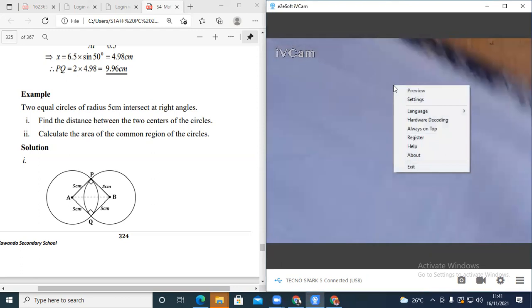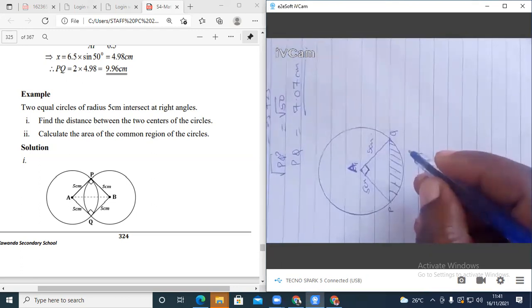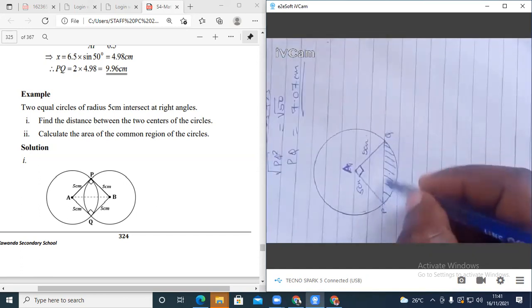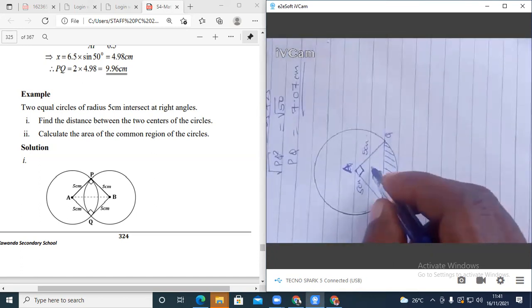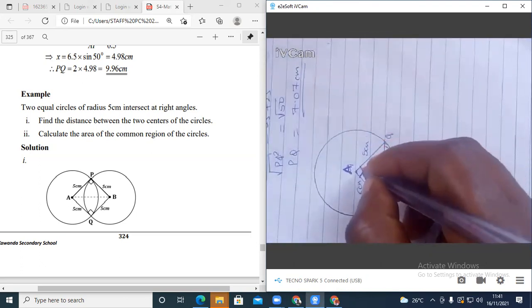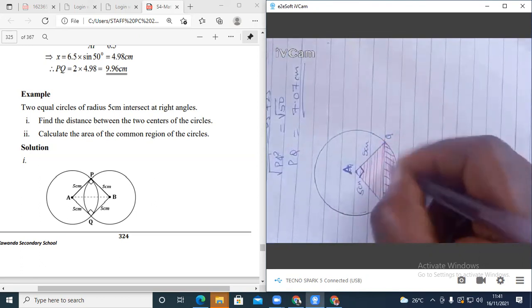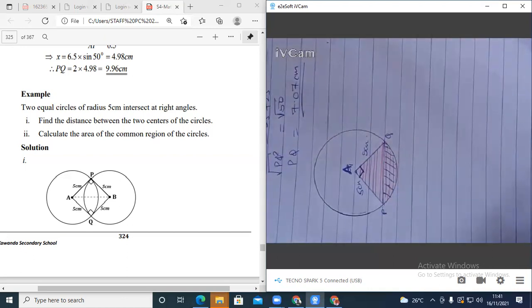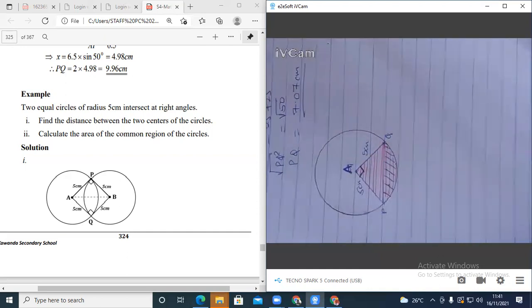Maybe I can show you that if I put the circle like this, it can bring out what I'm talking about. So this is the part that I'm talking about. Now for me to find this, I have to find the area of the sector. What is the sector? The sector is the whole of this, the whole of this that I'm painting red. That is the sector. And then minus the area of the triangle.